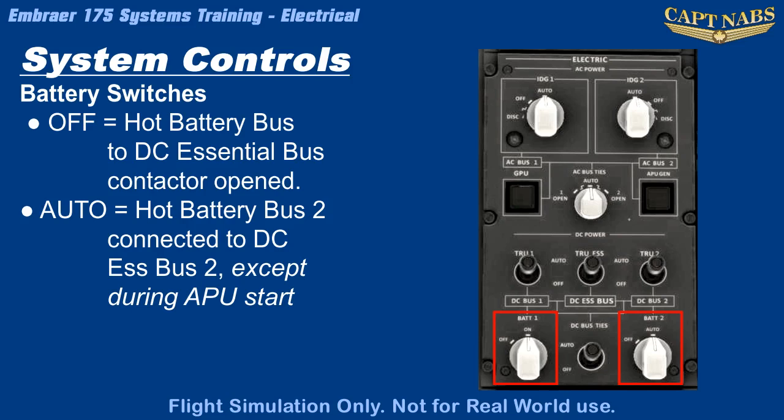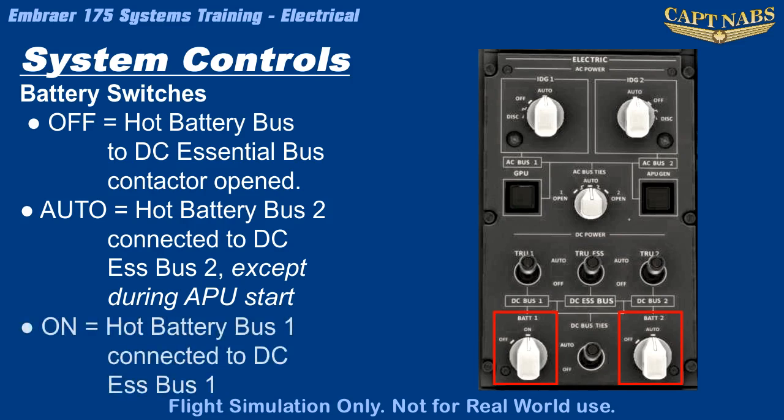On the other hand, battery 1 is never isolated from the DC essential buses and continues to provide power to the essential buses even during the APU start, ensuring a constant voltage is maintained throughout the APU start. Hence, its switch is simply on or off.